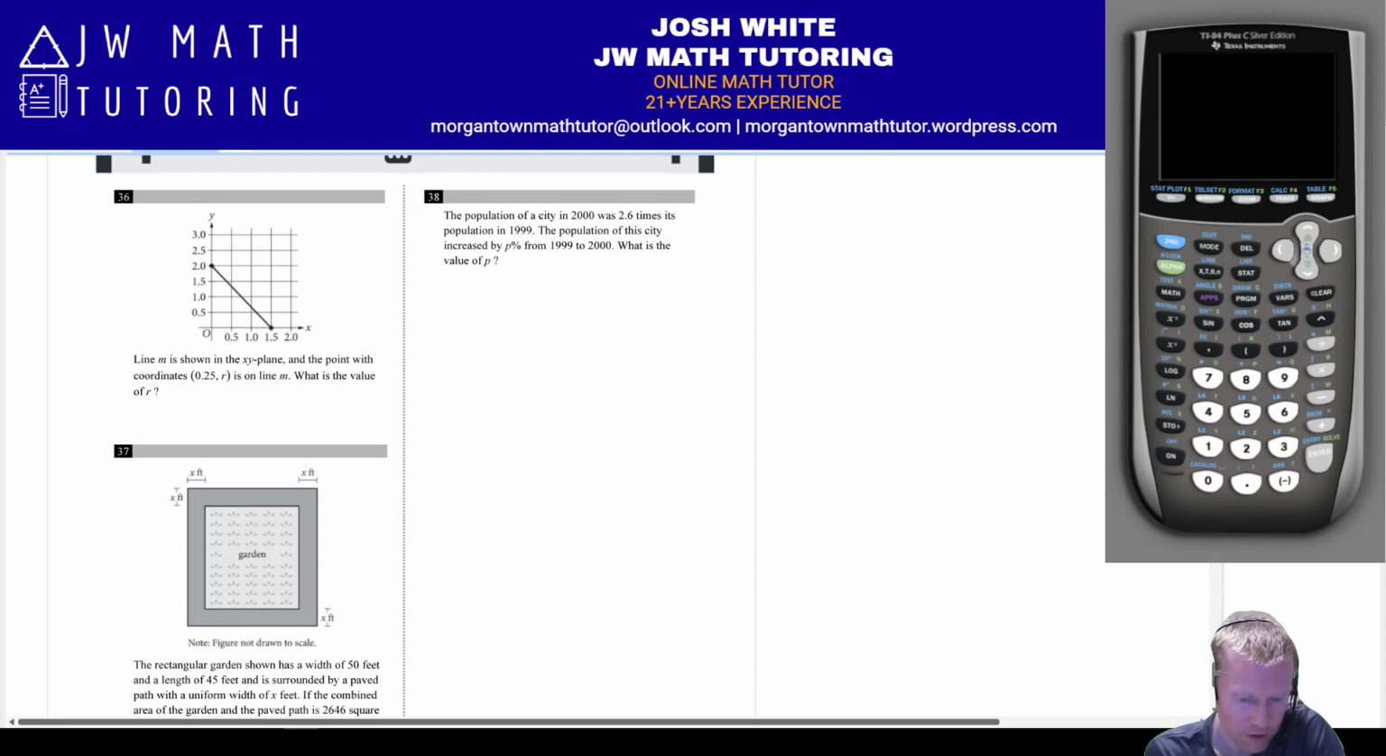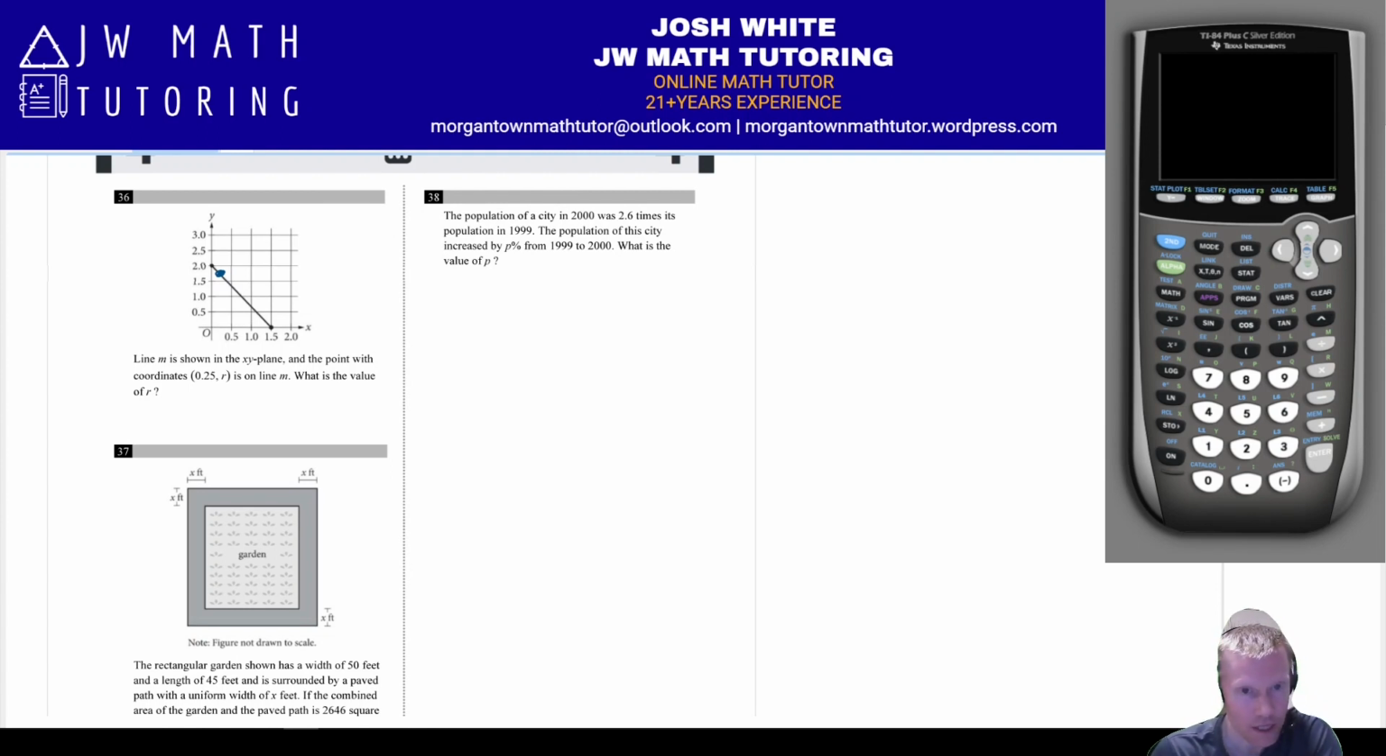Okay, now moving to the top of the next page, we have problem number 36. Here you have a line which is graphed out, and they give you some random point which is on it, which is 0.25 comma r. So it's like whatever, somewhere right around here approximately. And they want to know what the value of r is.